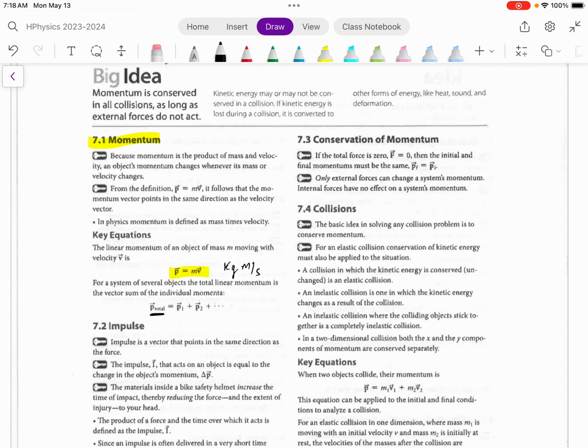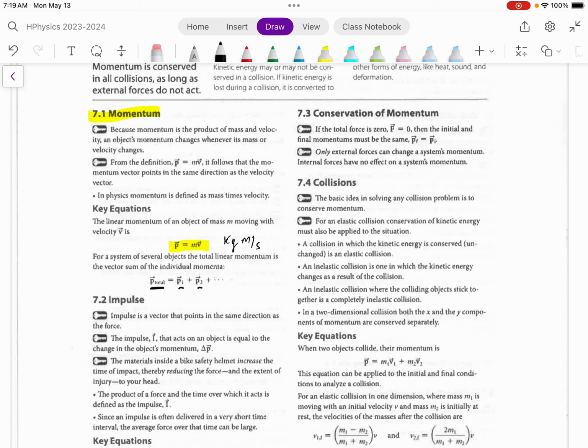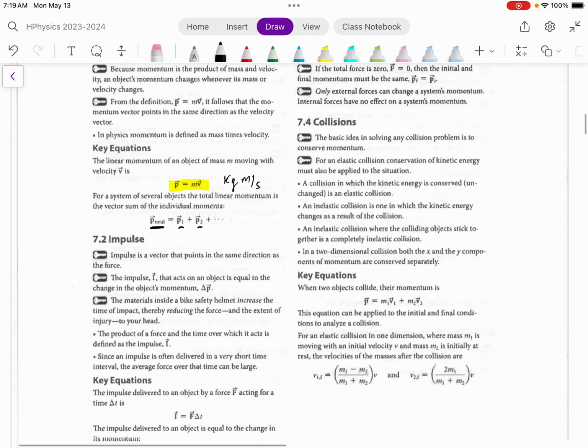The total momentum of a system is the momentum of all the objects added together. So we can find the total momentum of the system by adding all the momentums together. Please pay attention to negatives.